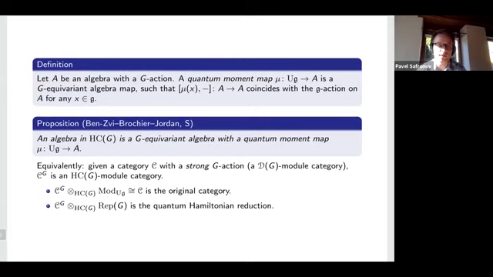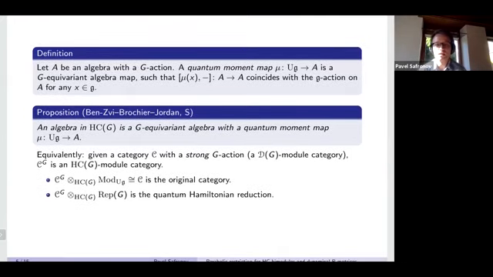But there are related results that are proven by Benzi, Jordan, and myself. So if you look at an algebra in the category of Harish-Chandra bimodules, well, as an object, it's going to be something equivariant to the G action. So it's going to be a G-equivariant algebra together with a quantum moment map. Okay, so this is how we can say this for algebras.